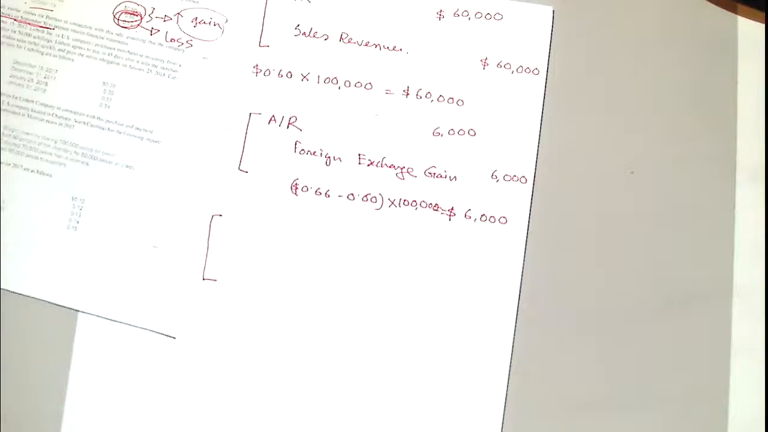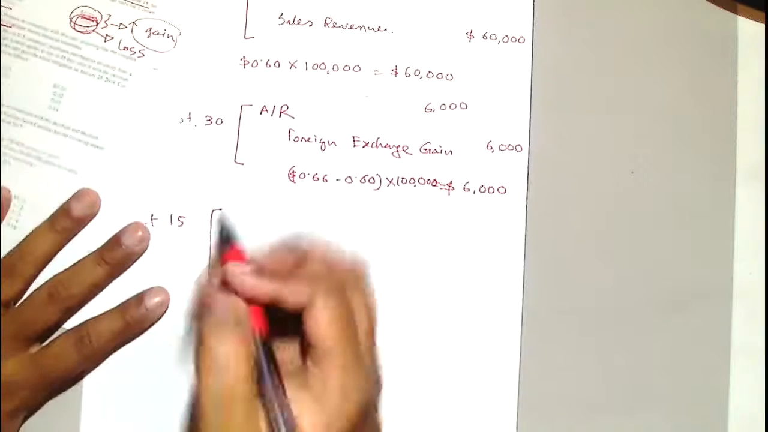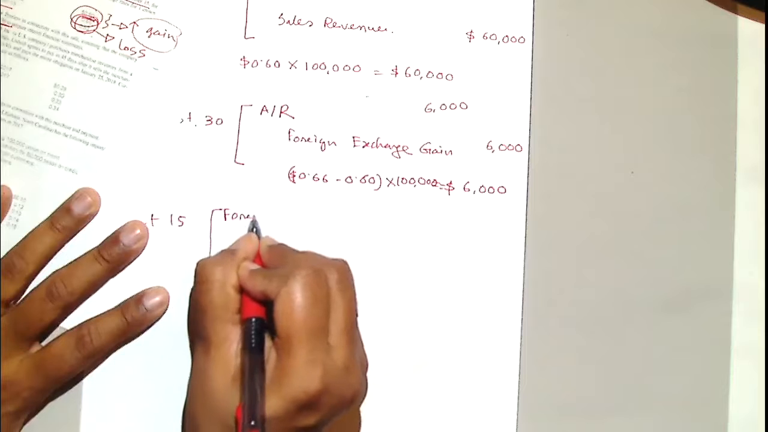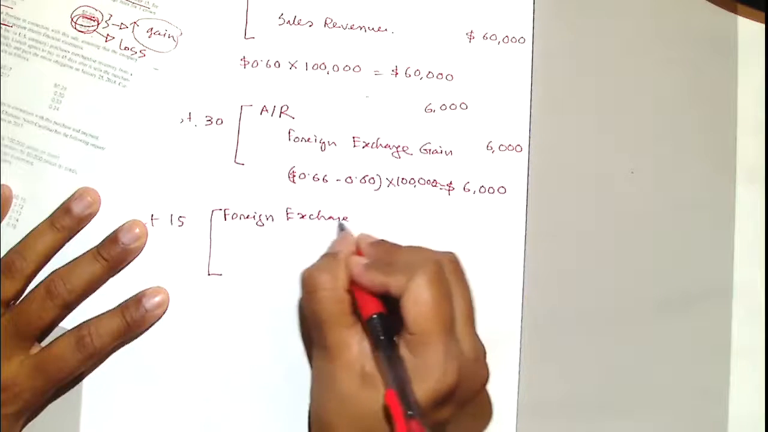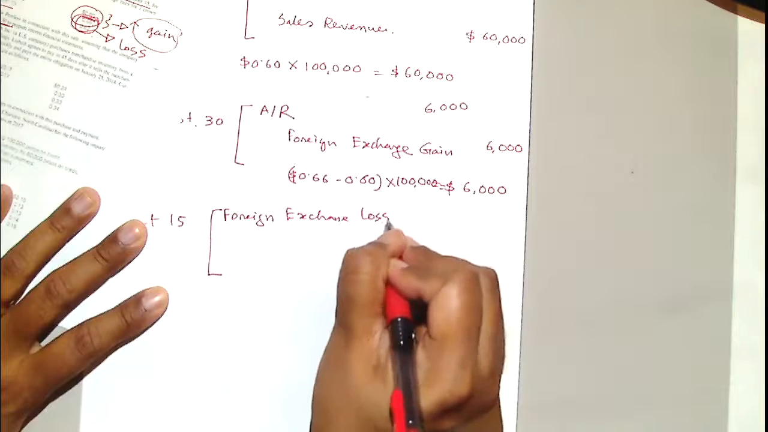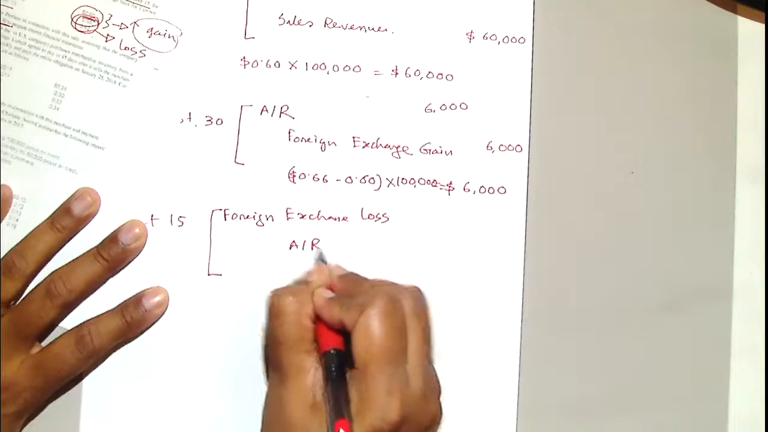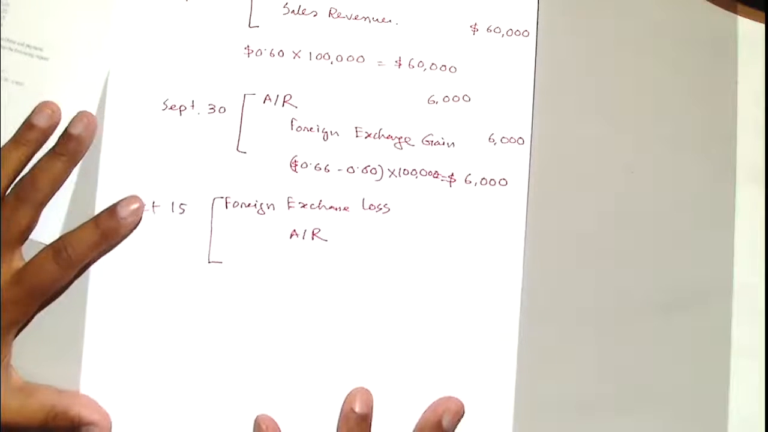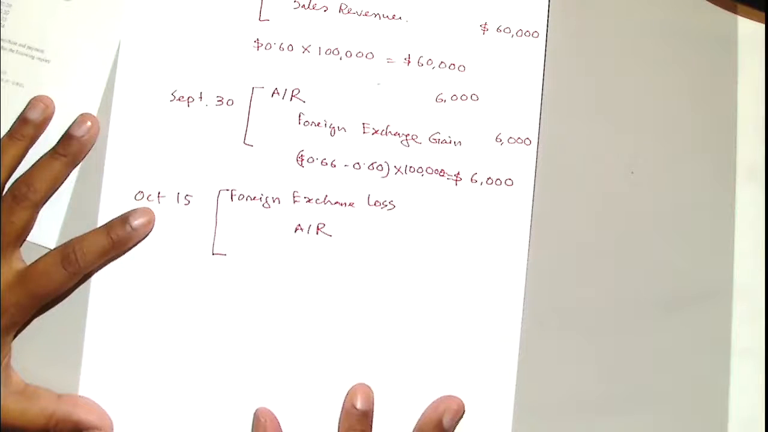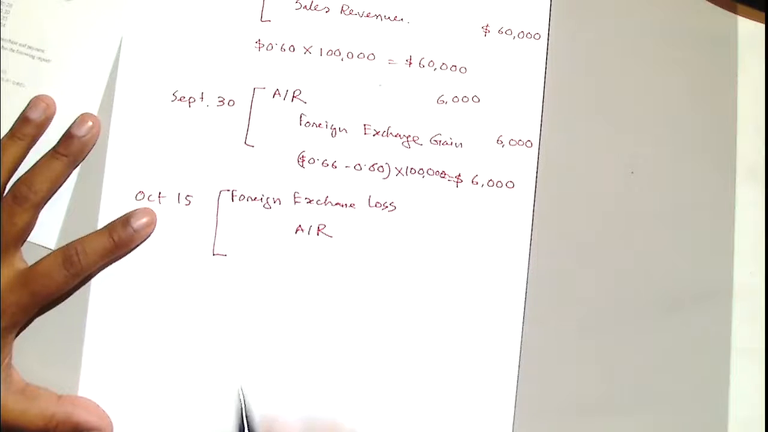And at the same time, you are expecting to receive less, so you have to reduce your account receivables. So I will debit foreign exchange loss, and at the same time, I will reduce my account receivables, right? Because now we are expecting to receive less, because all those crown values actually went down.